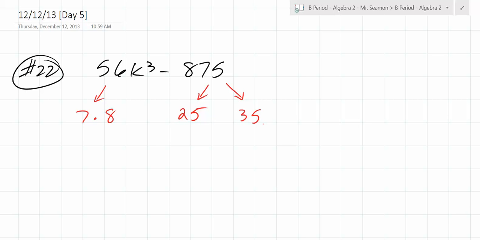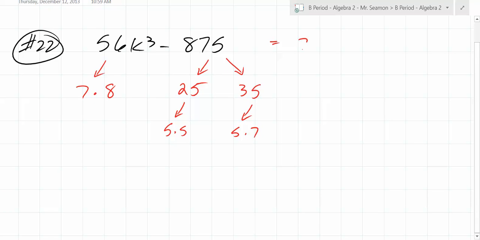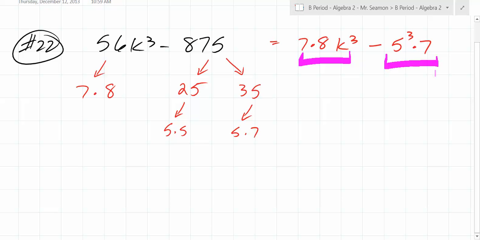Okay, 35. What can you break 25 into? 5 and 5. What does 35 break into? Okay, so now let's rewrite this. This is equal to 7 times 8 times k cubed minus what? 5 to the what? Third times what? 7. What can I factor out of both of these things?